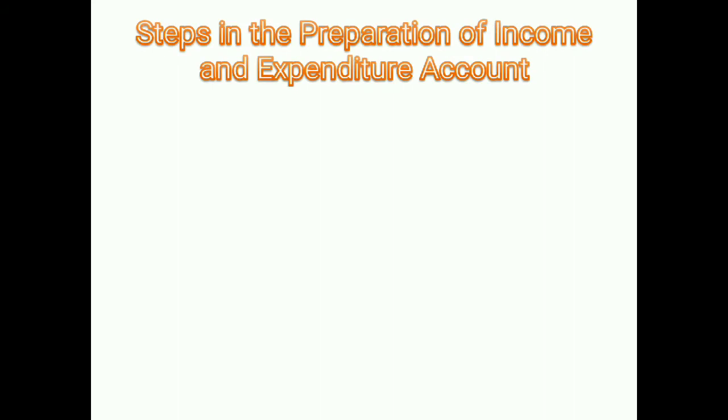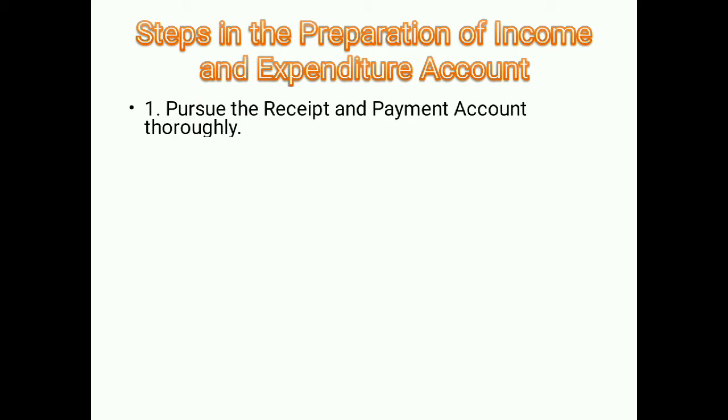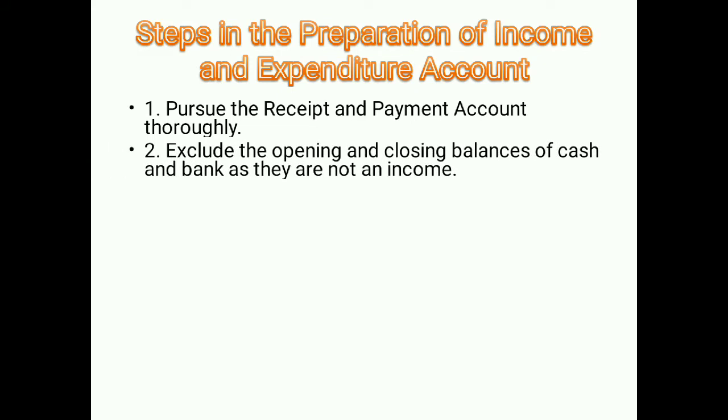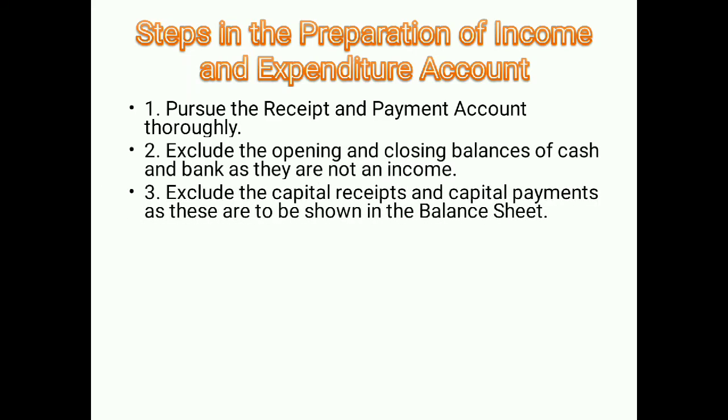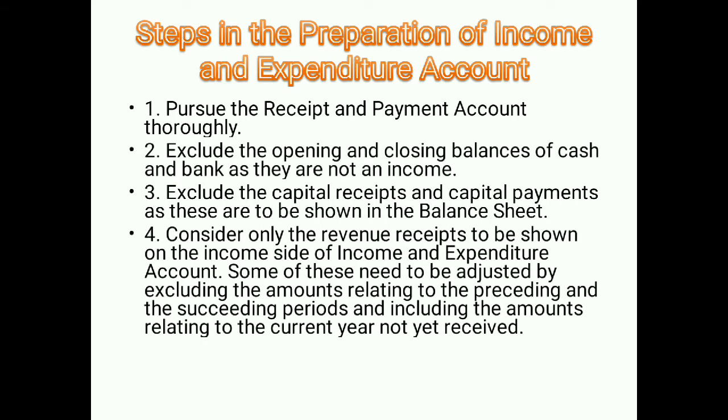What are the essential steps to take for preparing the income and expenditure account? First of all, take the receipt and payment account, because I told you the base is the receipt and payment account, so you have to take care of it. Then exclude the opening and closing balances of cash and bank, as they are not an income. Definitely these are items for the balance sheet, so they will not take place in your income and expenditure account. Next, exclude the capital receipts and capital payments, as these are to be shown in the balance sheet. Simple, very good. I've told you already.